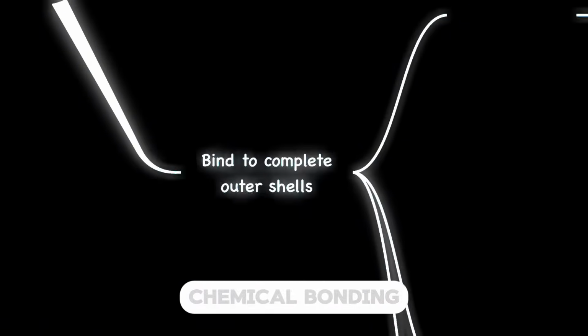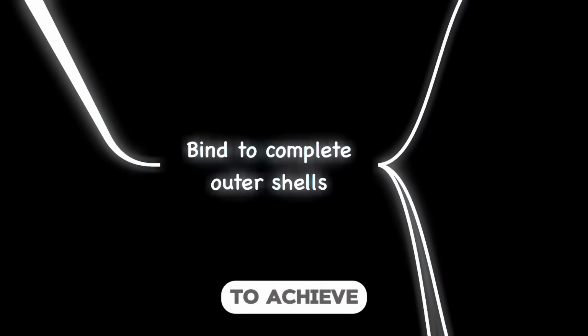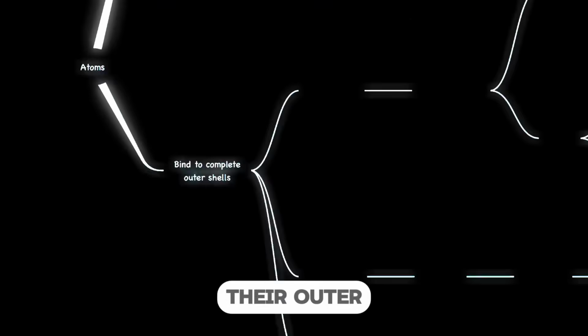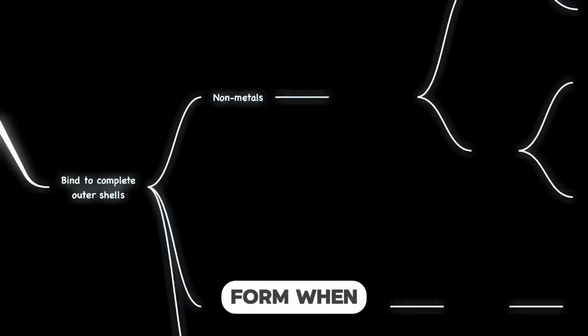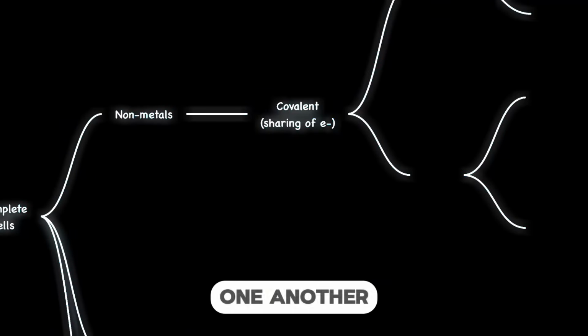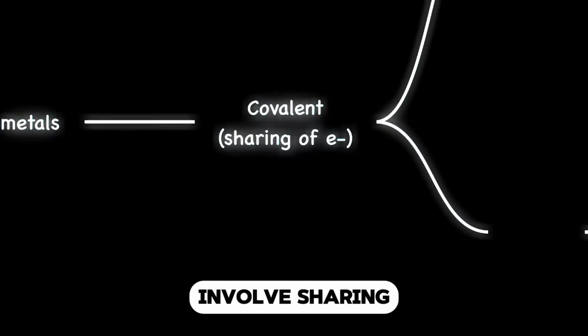Let's now move to chemical bonding. Atoms bind to achieve stability by completing their outer shells. Covalent bonds form when nonmetals bind to one another. Covalent bonds involve sharing of electrons.